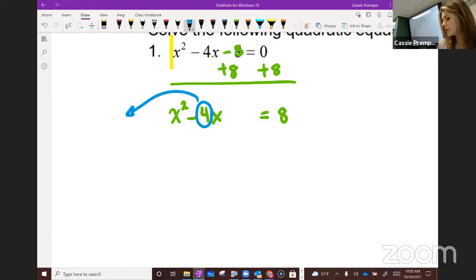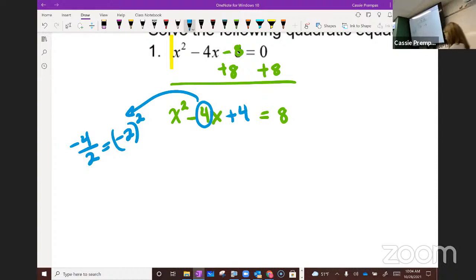I'll go ahead and keep the sign with it here just so we can see that it's going to fly away. But what's negative 4 divided by 2? Negative 2, and then what's negative 2 squared? 4. So I'm going to add 4 here.